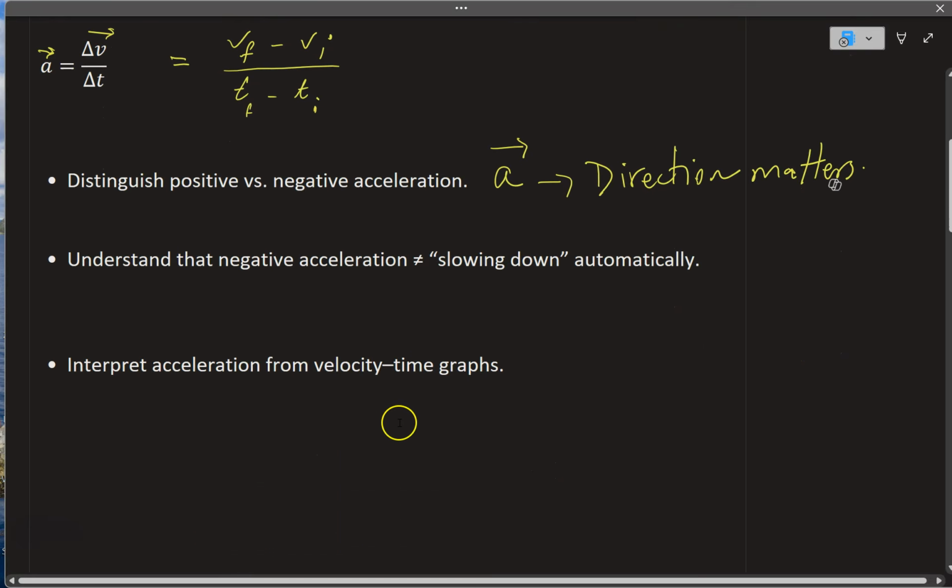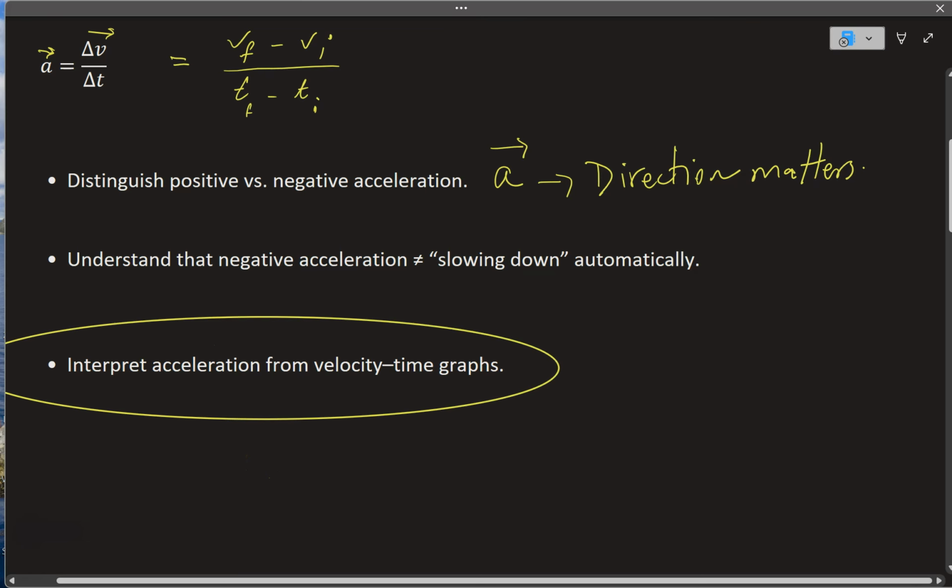And the last thing is that we're going to talk about interpreting acceleration from a velocity time graph, but this one I'm going to use a separate lesson for, because this one is actually a little bit more involved than just talking about it with a few examples. We're going to take the entire 10 minutes to talk about this.